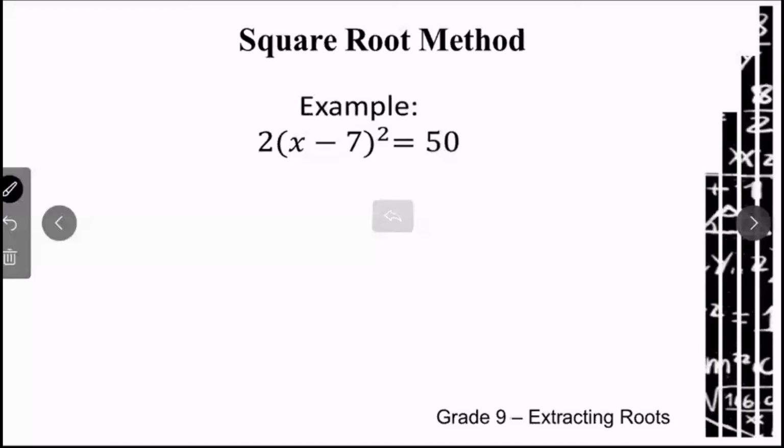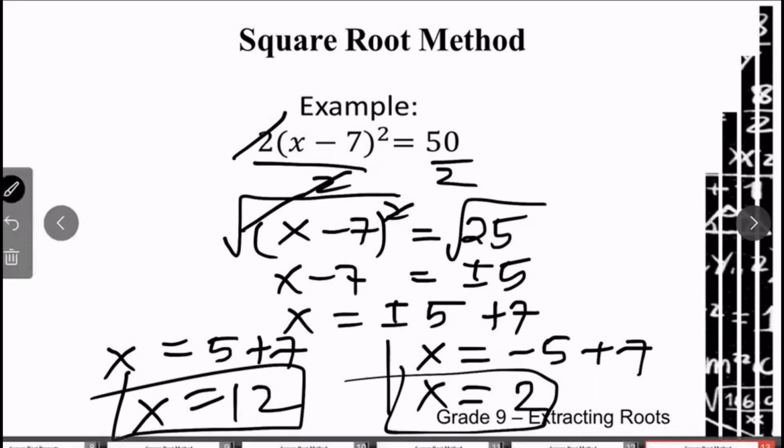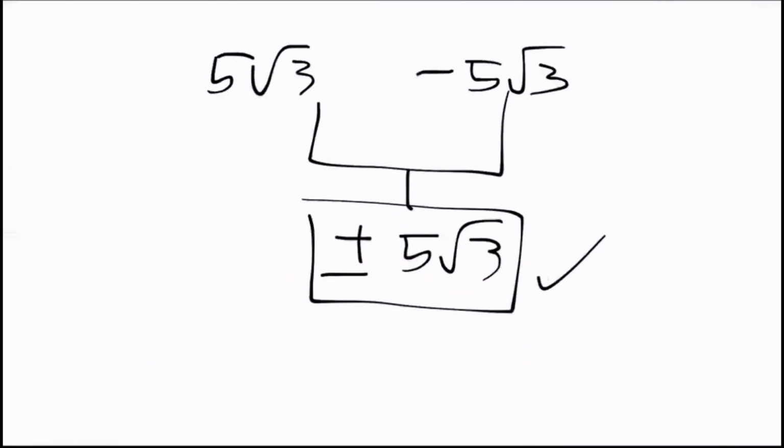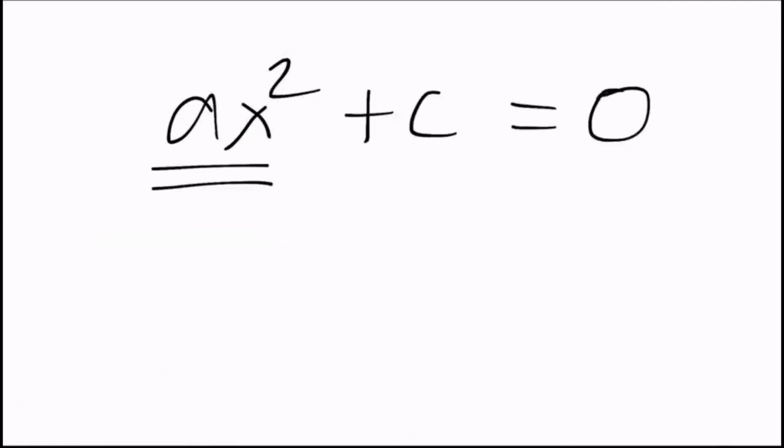And lastly, we have our concept. Always remember, the square root method is only applicable if we are given the form ax² + c = 0. If we are given ax² and c, therefore, we can apply the square root method.